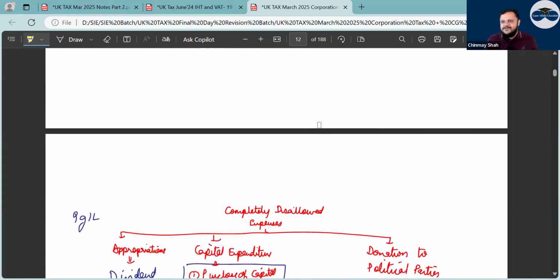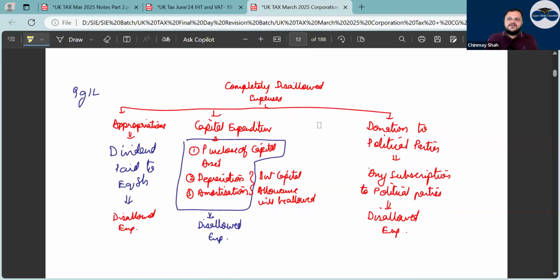I know, right? Then let's go to what? Completely disallowed expenses. What are completely disallowed expenses? Now we are going into TATP after capital allowance for companies, right? We will see how it goes. Now see, whatever we have done in self-employment, the same thing will be repeated here. So completely disallowed expenses, appropriations, dividend paid to equity shareholder, correct? Will be a disallowed expense. Capital expenditure are always disallowed expense. See, company cannot have what? Salary to owner and all that. Company will have dividend paid to equity shareholders because equity shareholders are owners, correct?